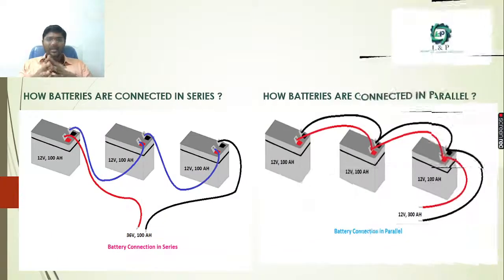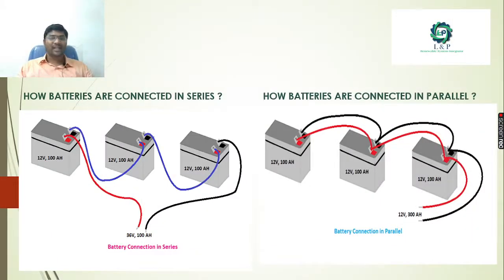So first is when we connect batteries in a series connection. See here, we have three batteries, each of 12 volt with a 100 Ah rating. Now we connect the negative of the first battery with the positive of the second battery, and the negative of the second battery to the positive of the third battery, and we take the output from the third battery and the first battery. Since we are connecting these three in series, the voltage will sum up: 12 plus 12 plus 12, so we have 36 volt. The current in a series connection will be the same, so 100 Ah.